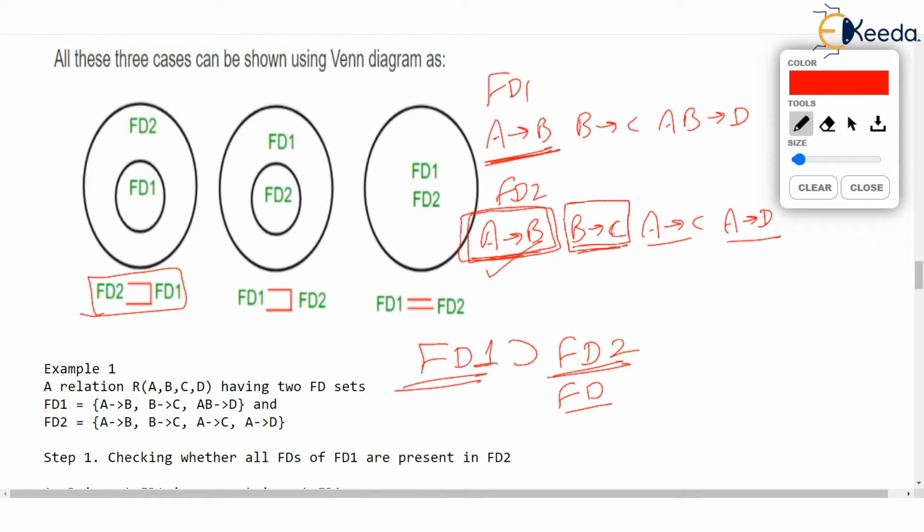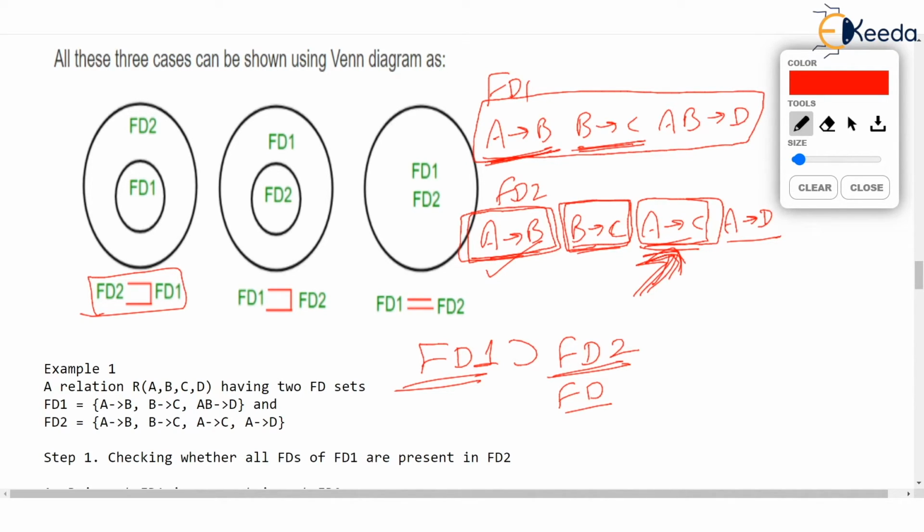Now let's take the third one, A determines C. Can it be proved by FD1? Among the three FDs given in FD1, A determines C is not there directly, but it might be there indirectly, isn't it? You want to know whether this can be derived by FD1. So using FD1, you find A closure. Left hand side is A determines C, so you find A closure.